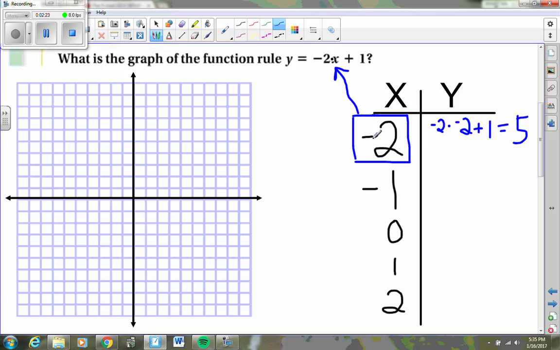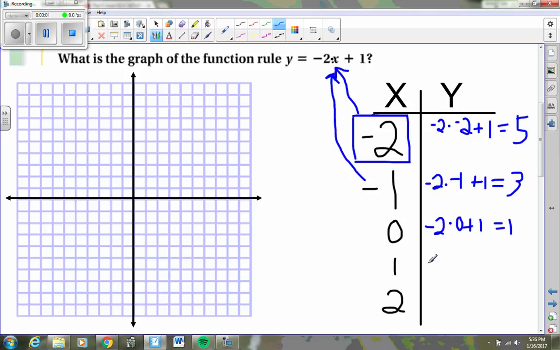Then I'm going to do exactly the same thing with the -1. I'm going to put that in for x and see what my y value is. So now my equation says -2 times -1 plus 1. Negative times negative is positive, so this is positive 2 plus 1 makes 3. Then I do the same thing with 0. I put 0 in there. -2 times 0 plus 1. -2 times 0 is 0. Anything times 0 is always 0. Plus 1 gives me an answer of 1.